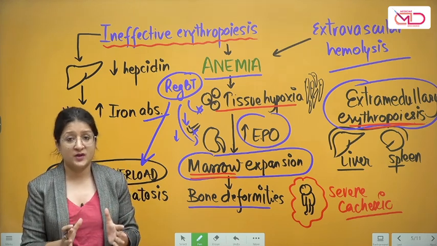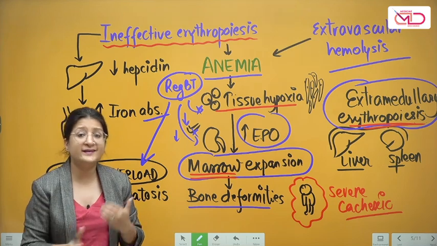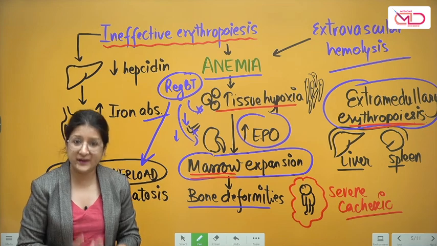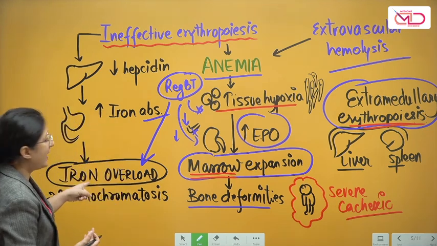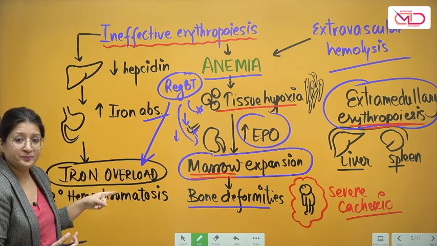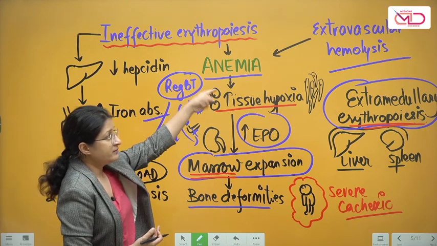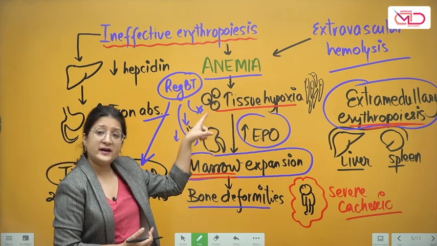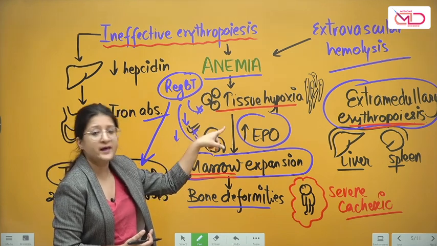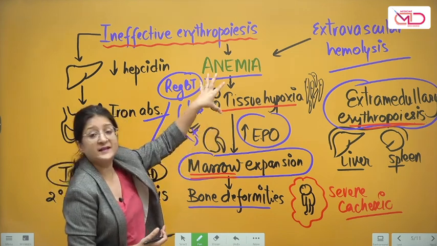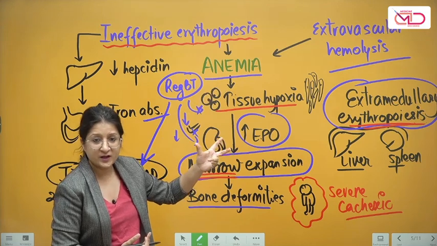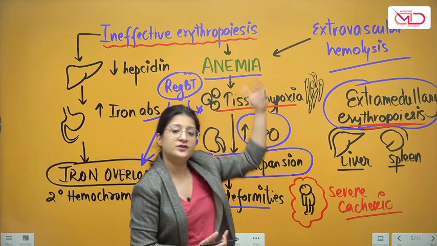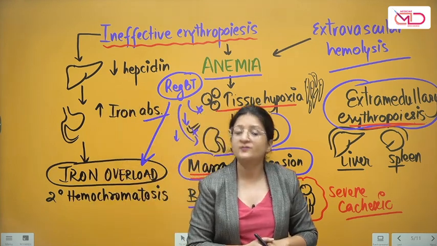So this is the basic pathology of beta-thalassemia. This is what happens. And how is it different from iron deficiency anemia? First of all, there is no iron deficiency to begin with. In fact, there is iron overload that can happen, right? There is anemia. There is tissue hypoxia. That's there, right? There is a blood picture of microcytic hypochromic anemia. That's also there. But the reason for this anemia is entirely different. The reason for this anemia is ineffective erythropoiesis and extravascular hemolysis, right?